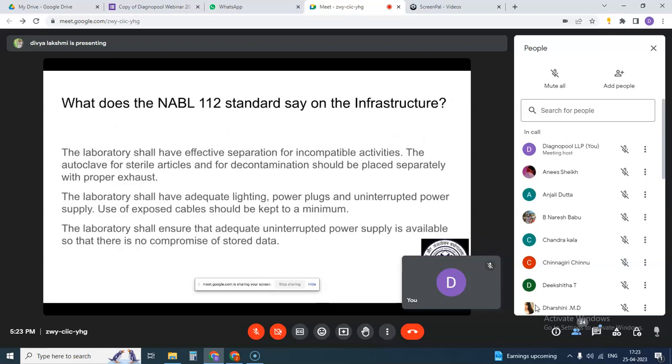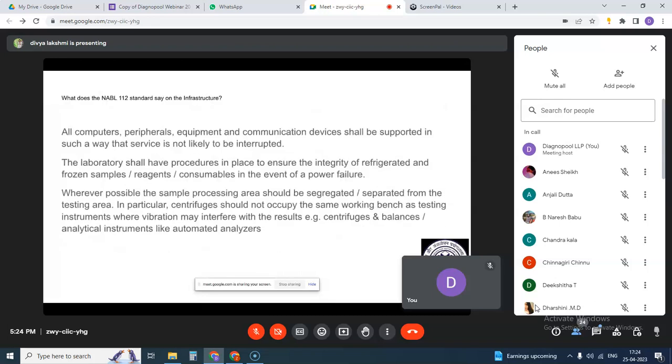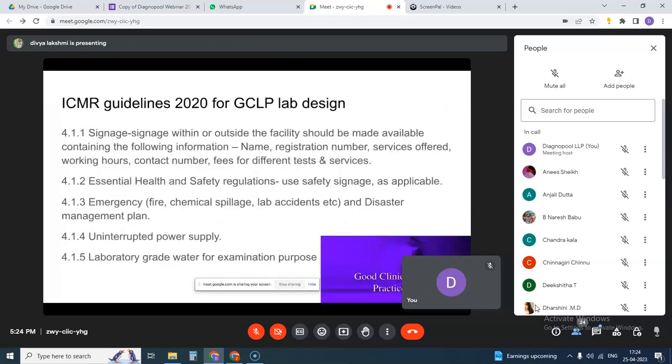So these are the NABL 112 standards about the basic requirements of the lab, about the infrastructure. We'll see a few slides on what ICMR says about good clinical lab practices. So according to ICMR guidelines, a signage board should be available in the lab.